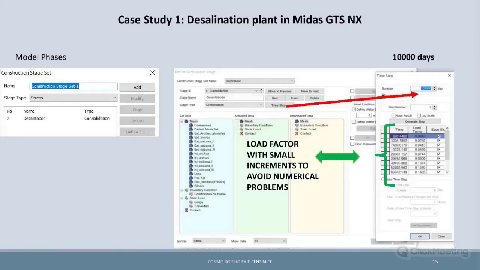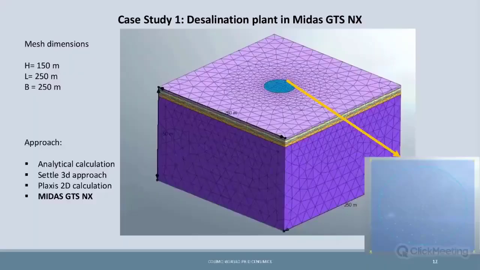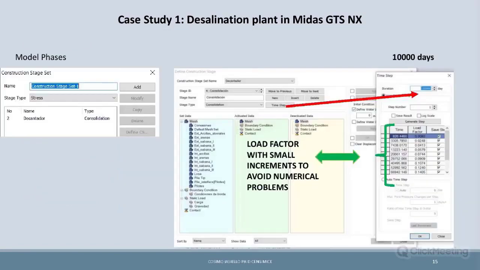Then this is the model phase. As you can see, we have a phase of consolidation, and this is something very important based on my experience. If you carry out a model of 150 meters with a consolidation in one step, the model will fail, because the inverse of the stiffness matrix is so high that the model says, hey man, I can't.